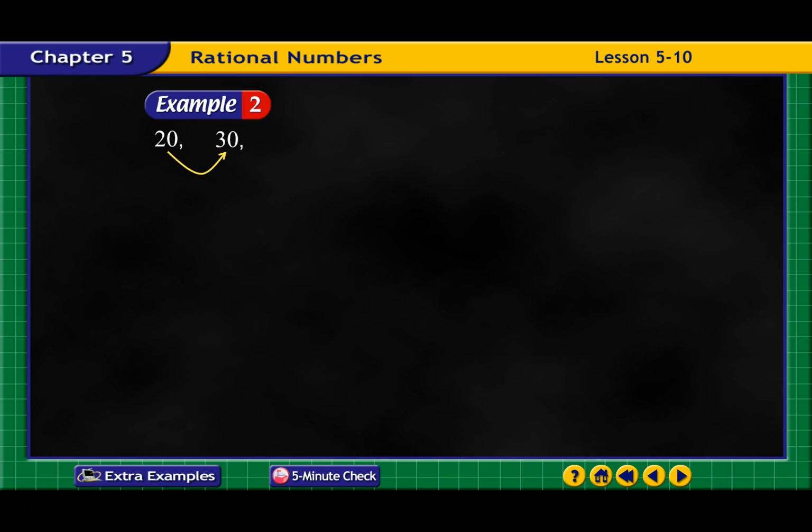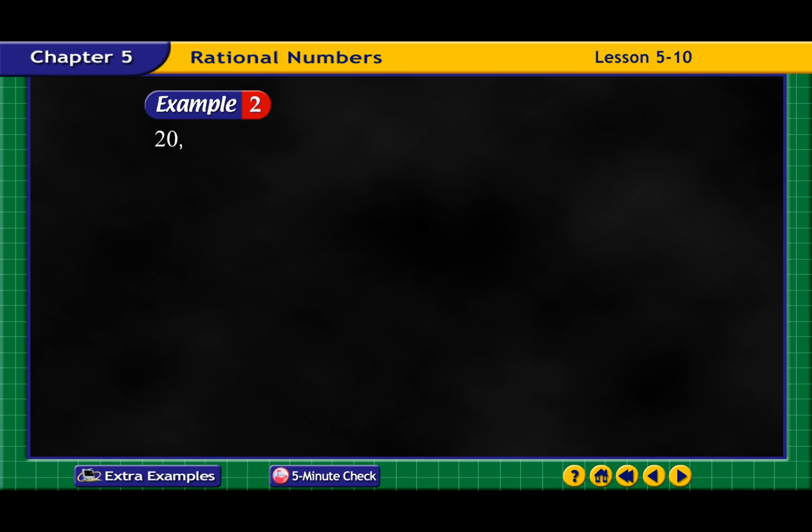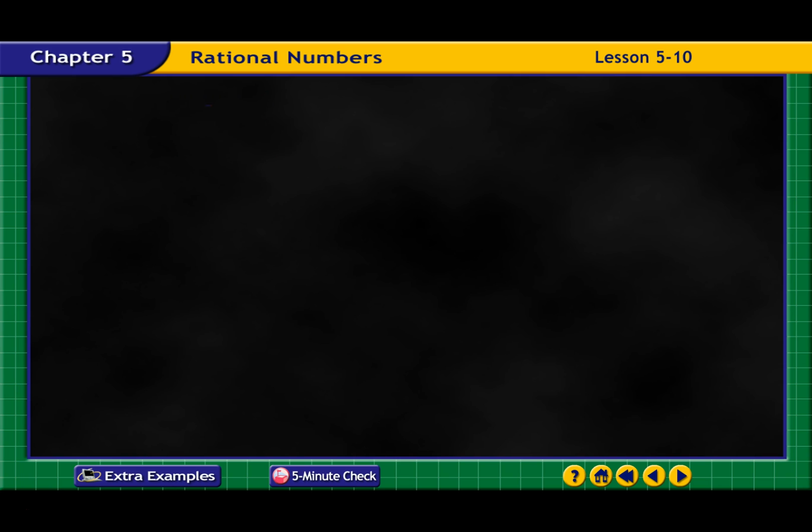All right, so if we wanted to get the next ones, we could do, if it is, state the common difference and write the next 3 terms. Apparently, the "if it is" only applies to stating the common difference. So we can continue the pattern by adding 10, and then adding 12, and then adding 14. So the next 3 terms would be 30, 42, and 56.